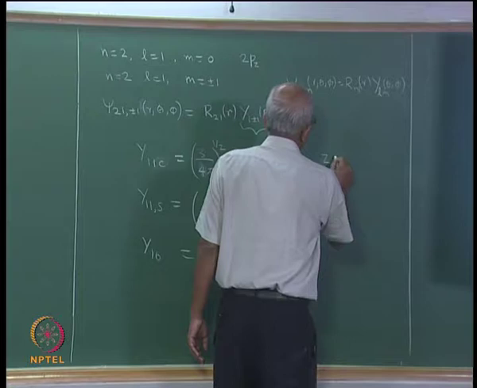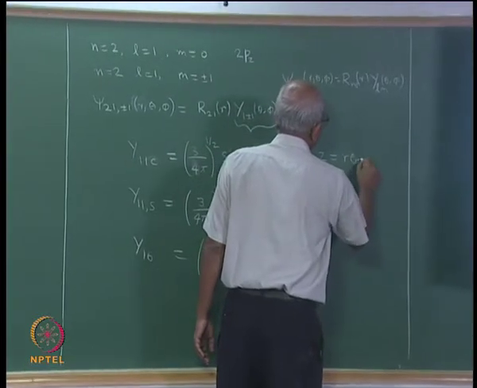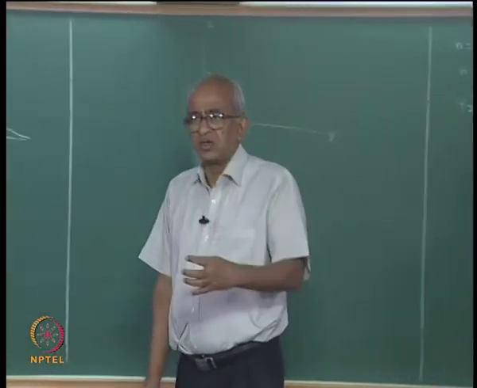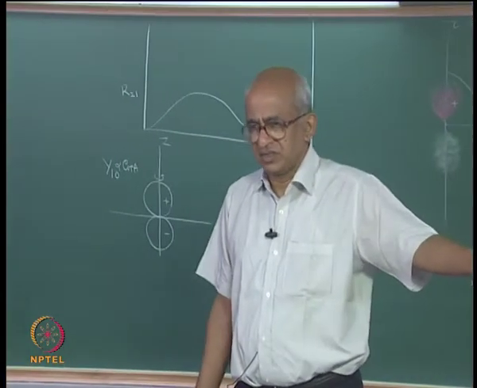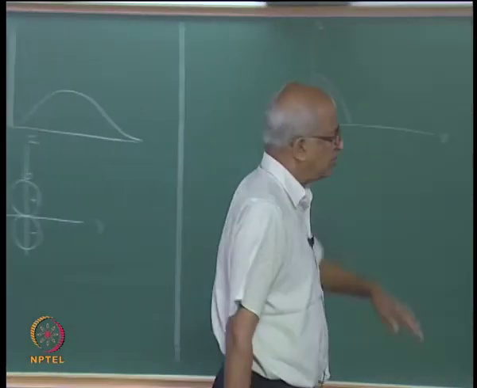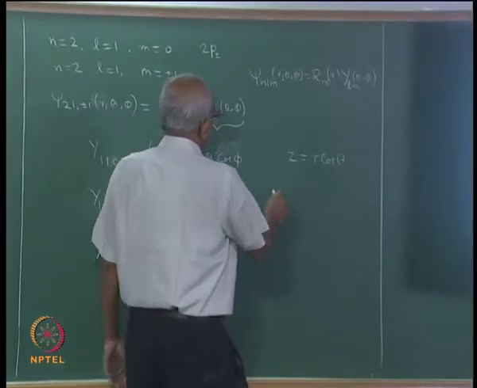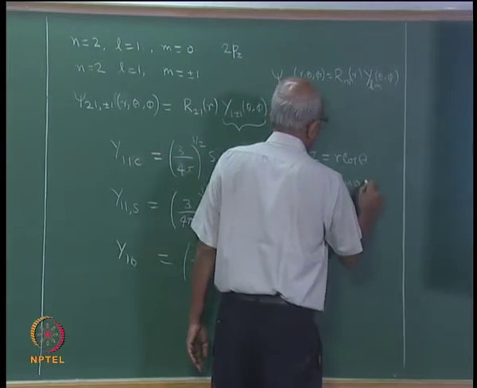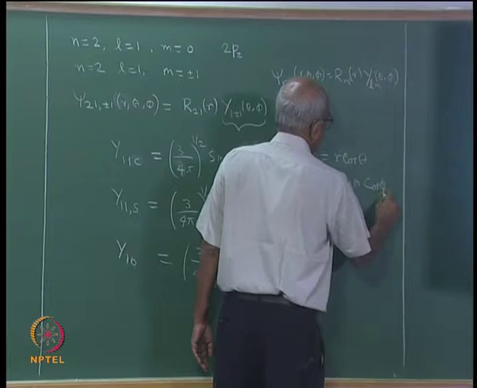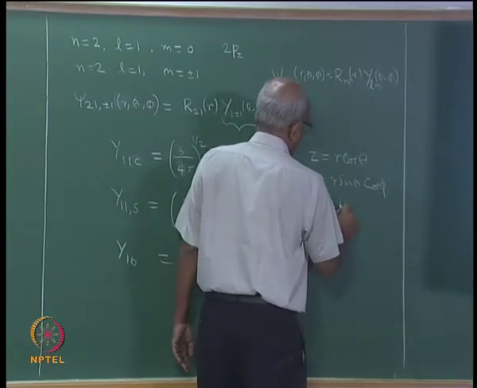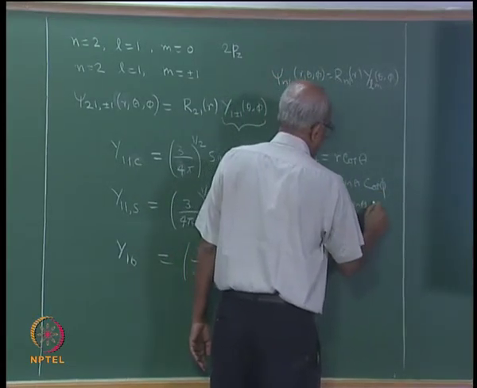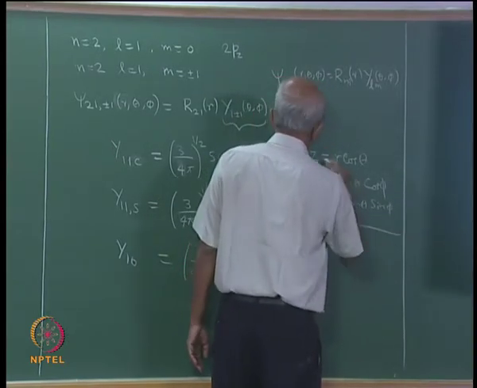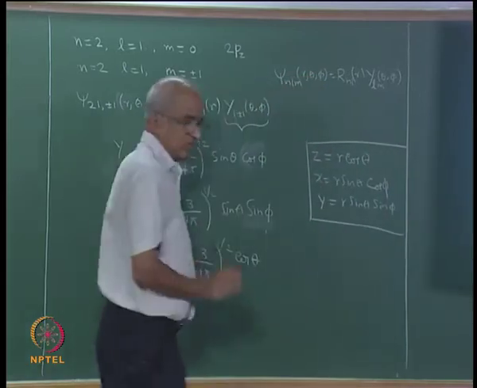But then if you remember, z is equal to r cos theta, right. Remember our conversion from Cartesian coordinates to polar coordinates. z actually was defined to be equal to r cos theta, x is equal to r sin theta cos phi, y is equal to r sin theta sin phi. This is just to remind you.